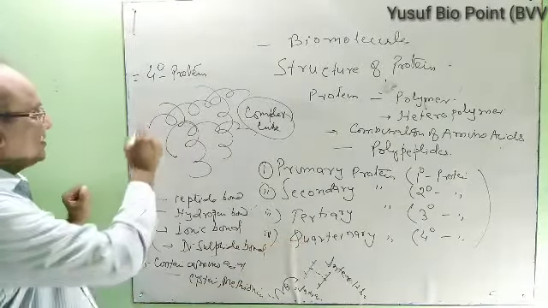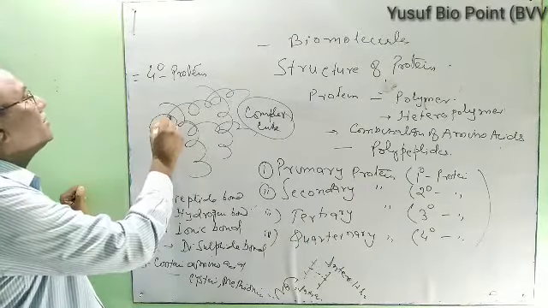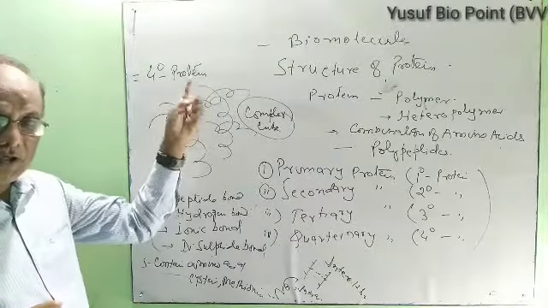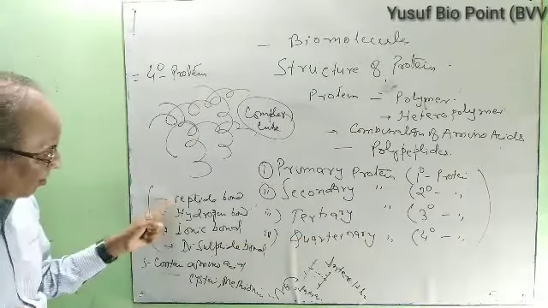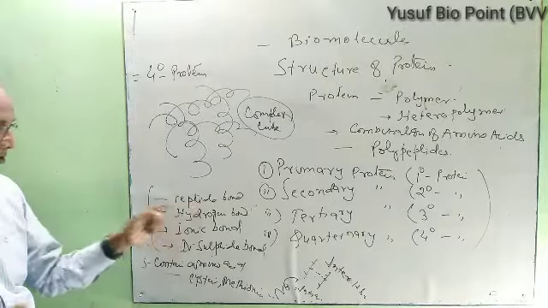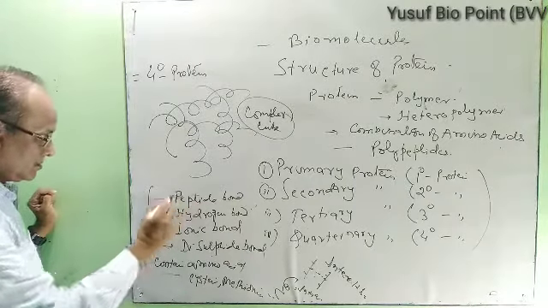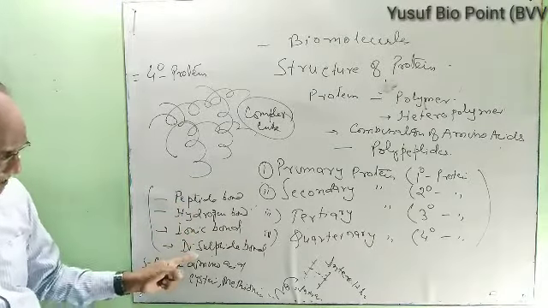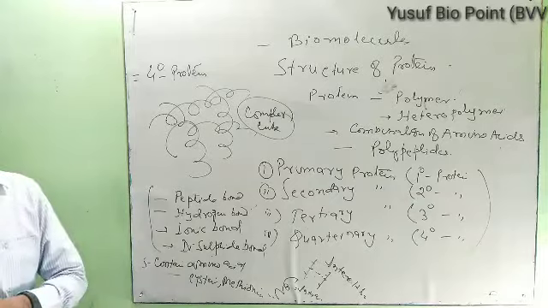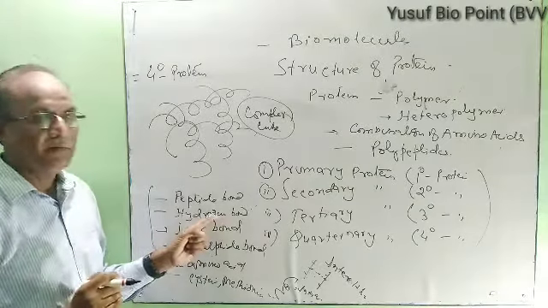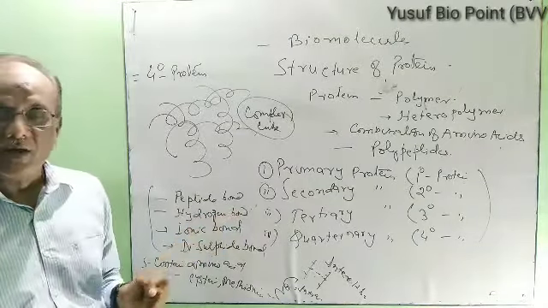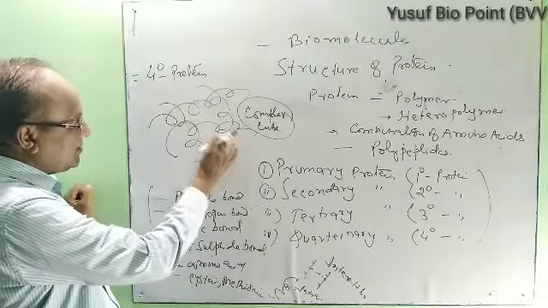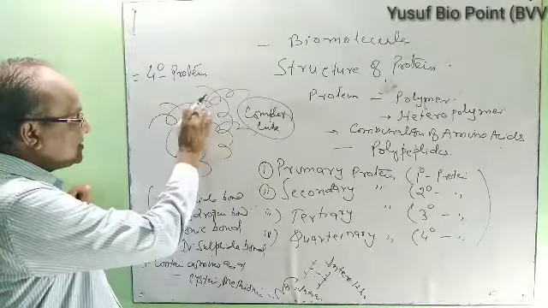And in that protein, all the types of bonds are found: peptide bond, hydrogen bond, ionic bond, and disulfide bond. All the bonds are formed, and the hydrogen bonds are both intra and inter. Intra means within the same strand, and inter means between different strands.